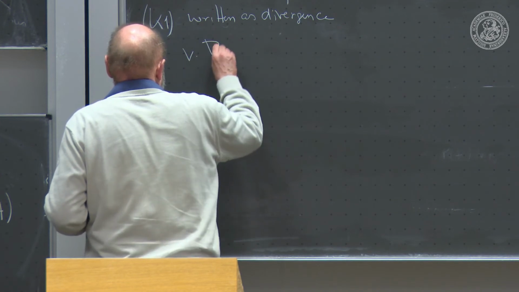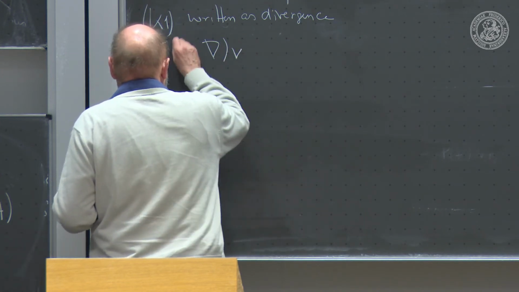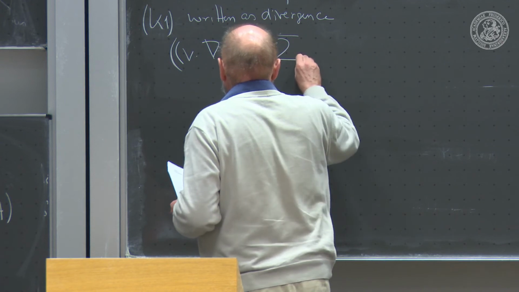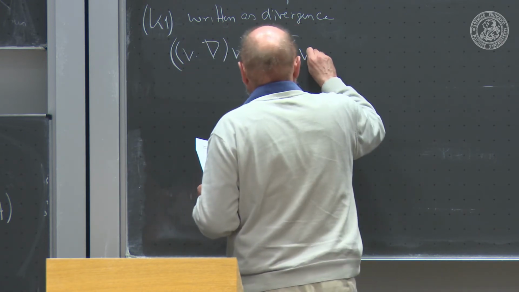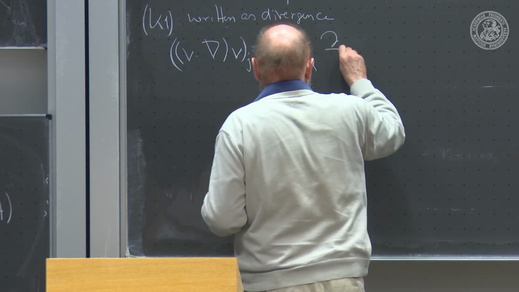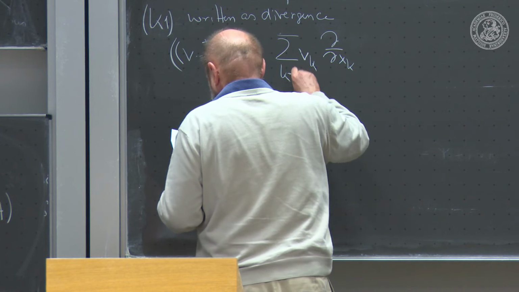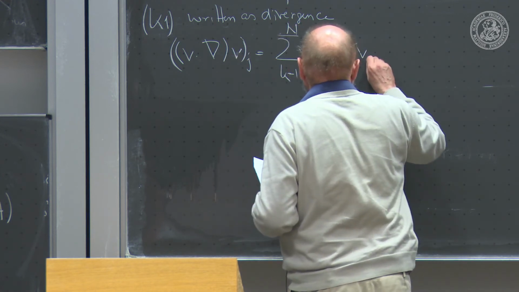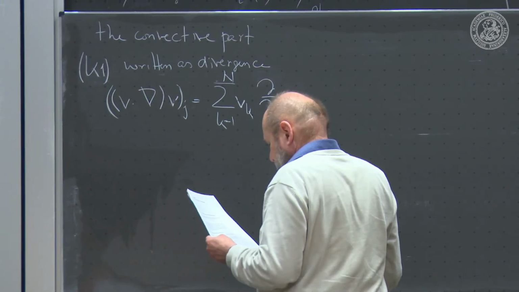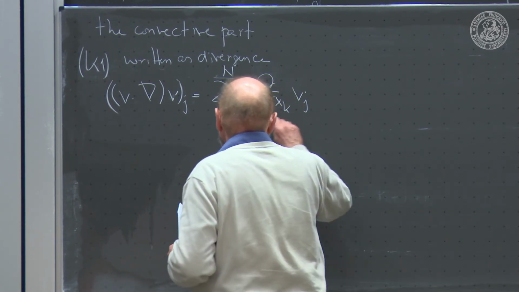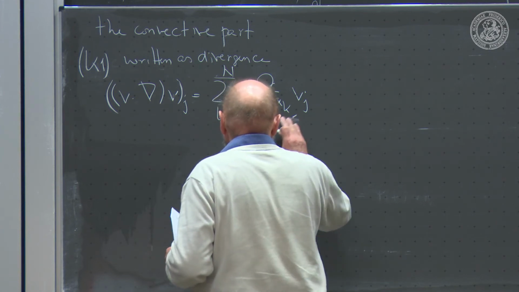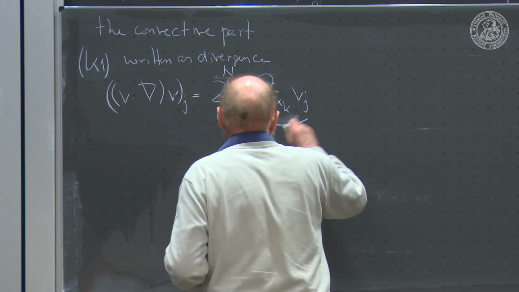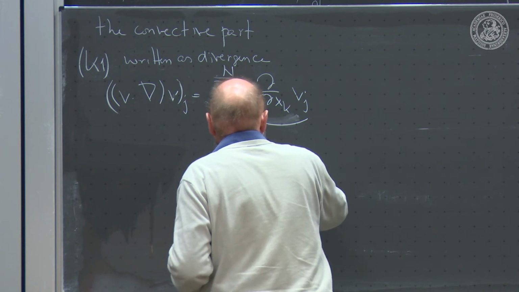We have v times gradient applied to v, and from this the jth component. What does that mean? Writing it out, we have an operator which is a sort of a scalar product of the vk with the partial derivatives delta k, k here from 1 to n being the spatial dimension. And this is now applied here to the Vj. Yeah, but this here, I claim I can write it in this form.